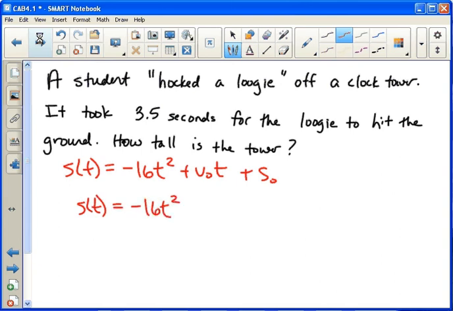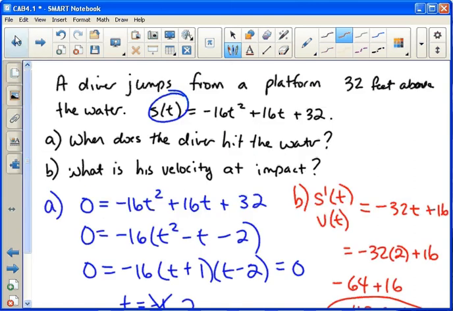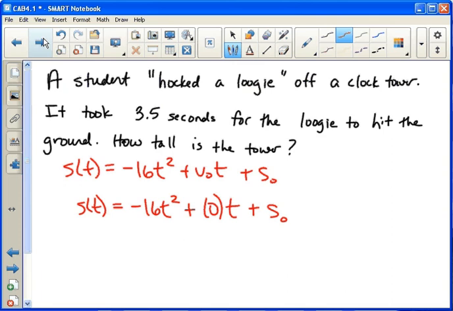Now we don't know the initial position. That's what we're looking for, because the height of the tower would be the initial position. If you look back at our example with the diver, he was 32 feet above the ground, hence he had 32 feet as his initial position. So here we're actually trying to solve for S naught. Well, let's simplify this a little bit because we know we don't need that middle term, because 0 times t is just 0. So I just end up with this for my position function.